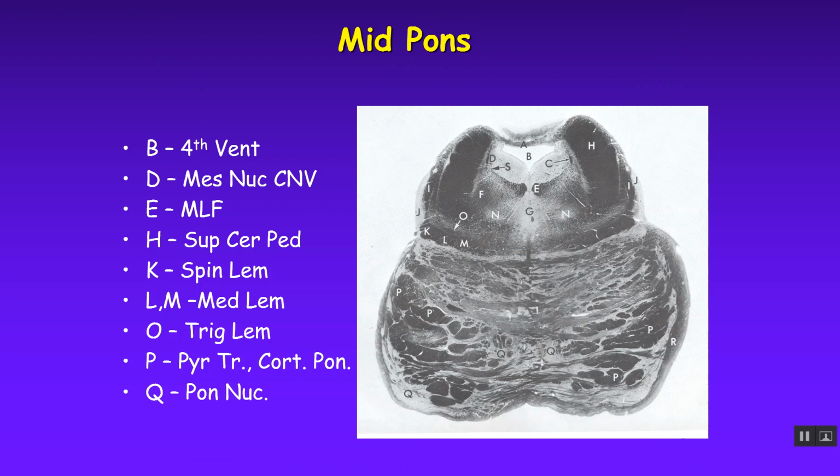And that's what you're going to see here. So this is kind of the mid-pons region. First of all, here's the fourth ventricle. You're seeing just that little top edge of the fourth ventricle.